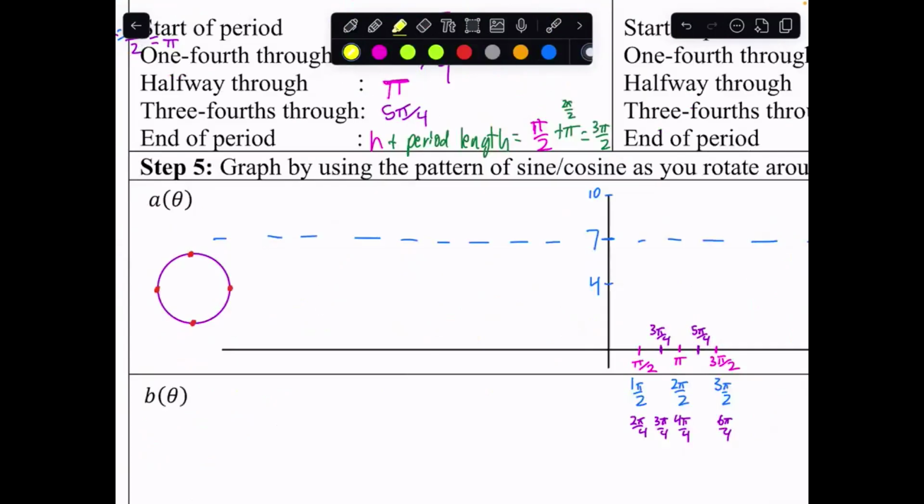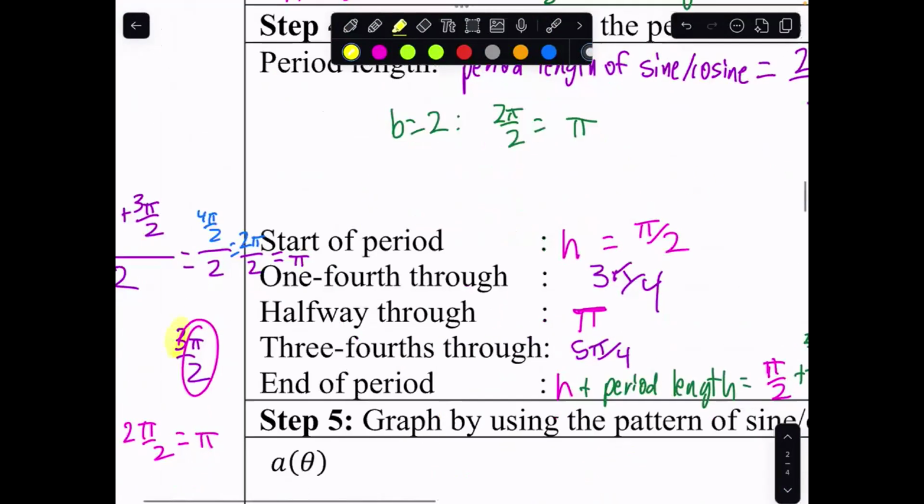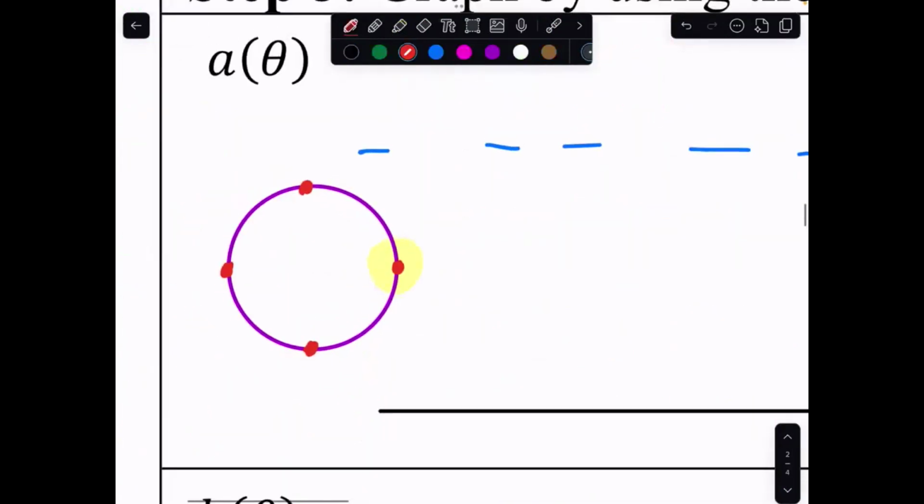Okay, so the first key angle of our circle, because we're doing sine, we need to know its y value. But we're just going to describe it in terms of minimum, maximum, or midline. So this first key angle is on the midline. It's in the middle of the y values.